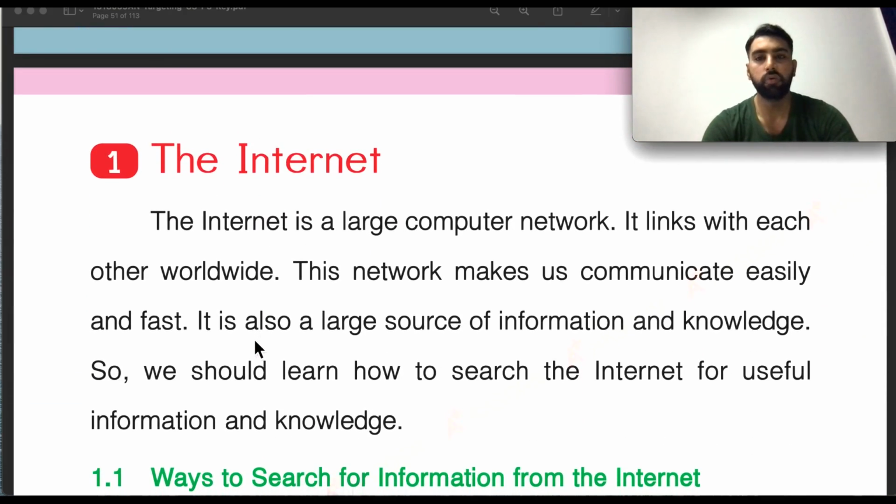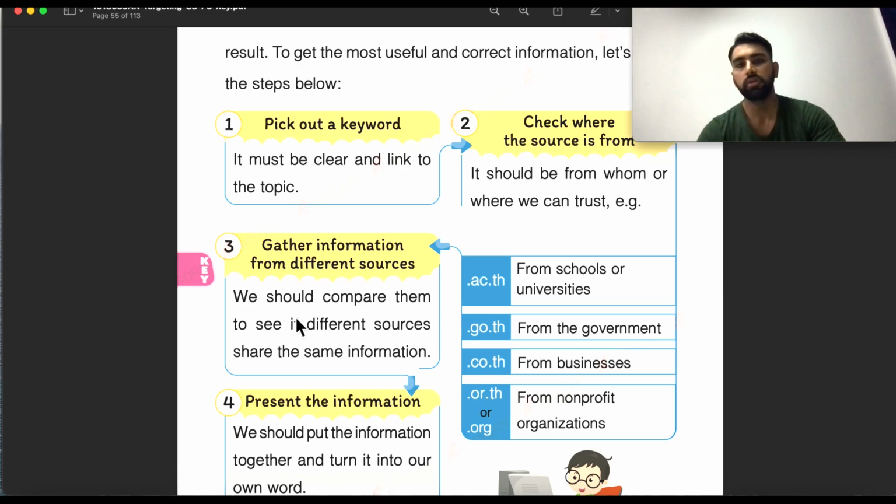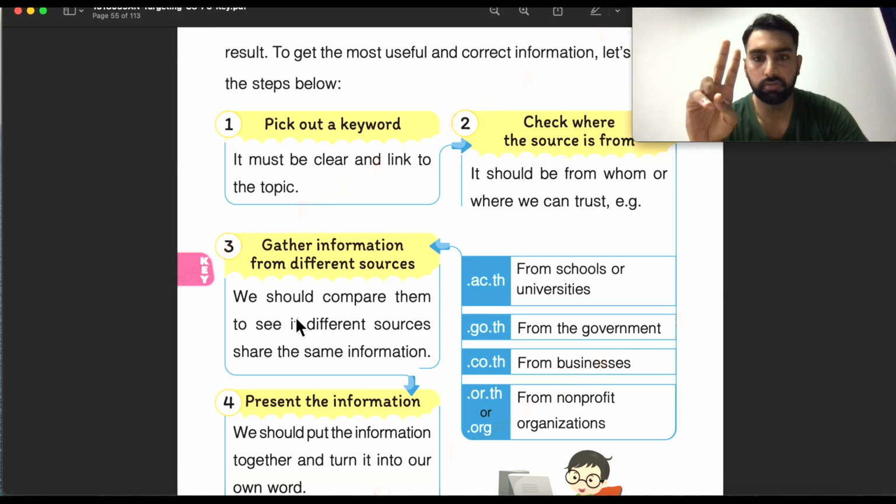And then we studied about the internet, how we use it and what its purpose is. What is the internet? The internet is like so many computers in the world that are kept interconnected. For searching on the internet, we had different steps to follow. Whenever you search on the internet, number one, pick out a keyword that you want to use. Number two, check where the source is from. Number three, gather the information from different sources. And number four, present the information.